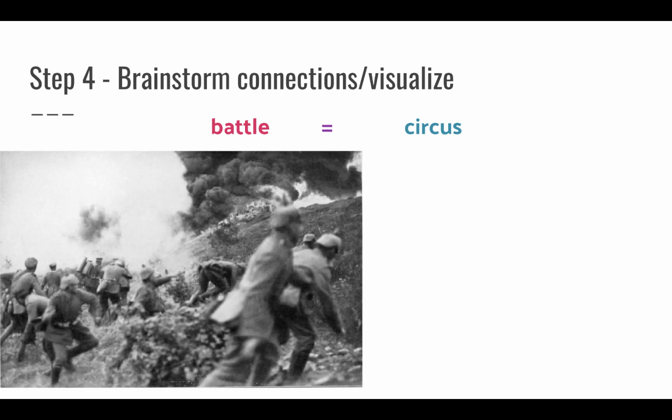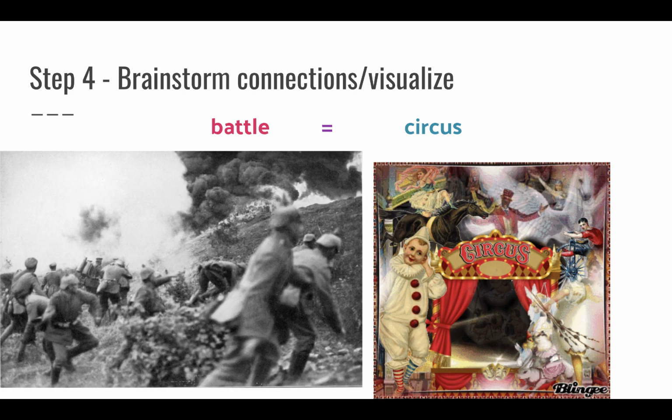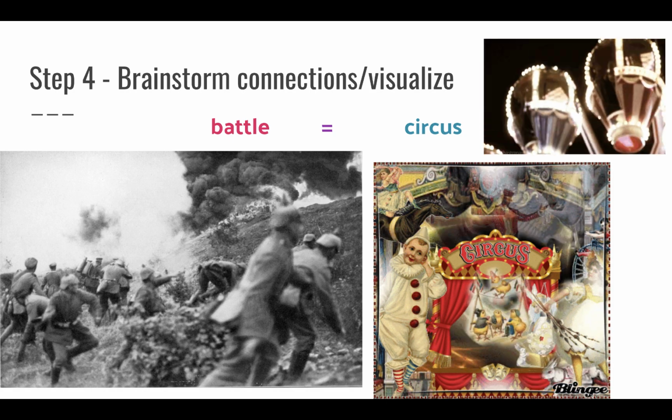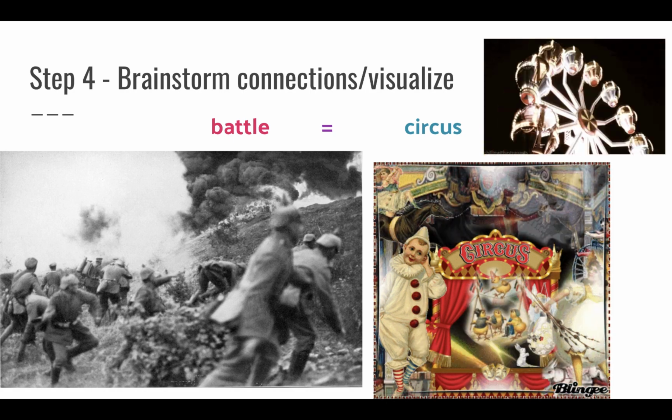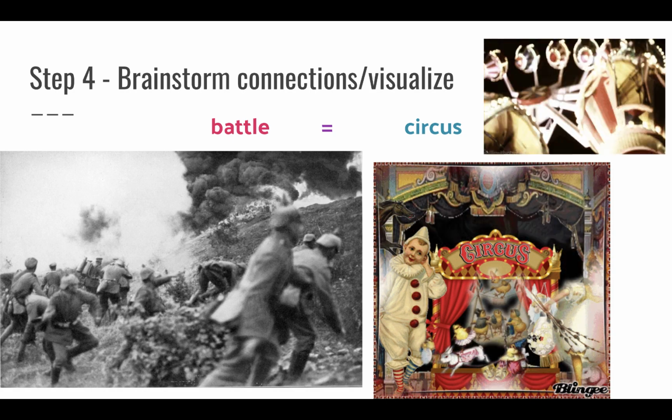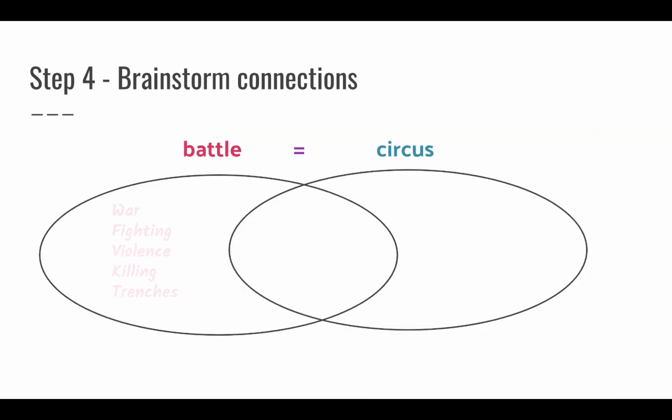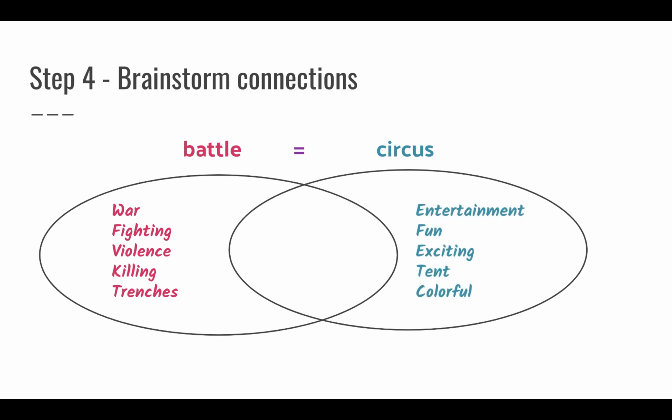So now I'm going to compare the battle to a circus. On one side, I have the battle. On the other side, I have a circus. So I'm drawing on my schema. These are things I picture when I think about circuses. And then I'm going to do my Venn diagram on my document. On one side, a battle, I think of war, fighting, violence, killing, trenches. On the other side, I think of a circus. It's entertainment, it's fun, it's exciting, there's a tent, it's really colorful.